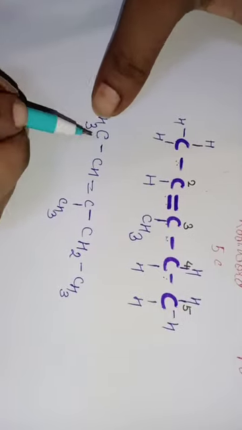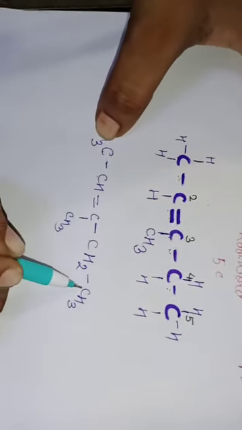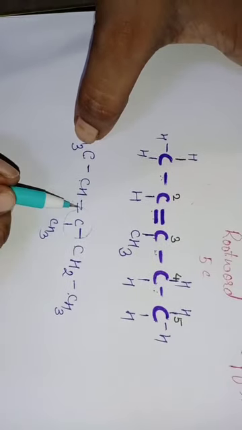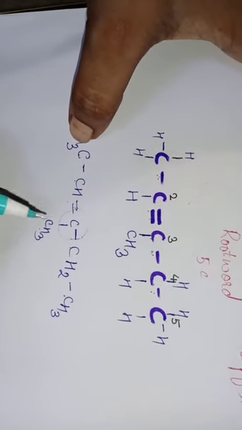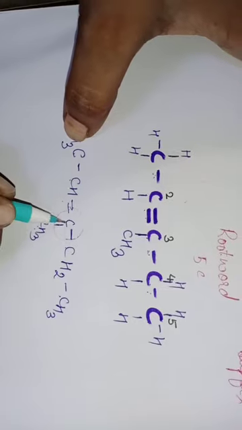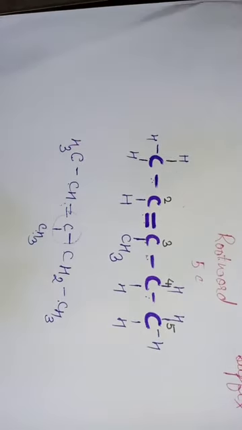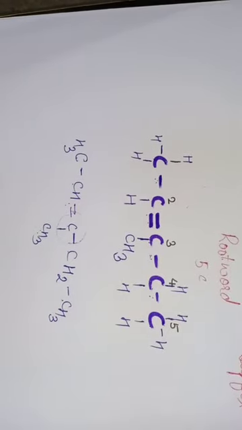And see here, 1, 2, 3, 4, 5, pent. On the second position it is ene, and on the third carbon atom it has methyl. So what is the name? 3-methyl pent-2-ene is the name of the compound. I hope that you are getting it, okay.